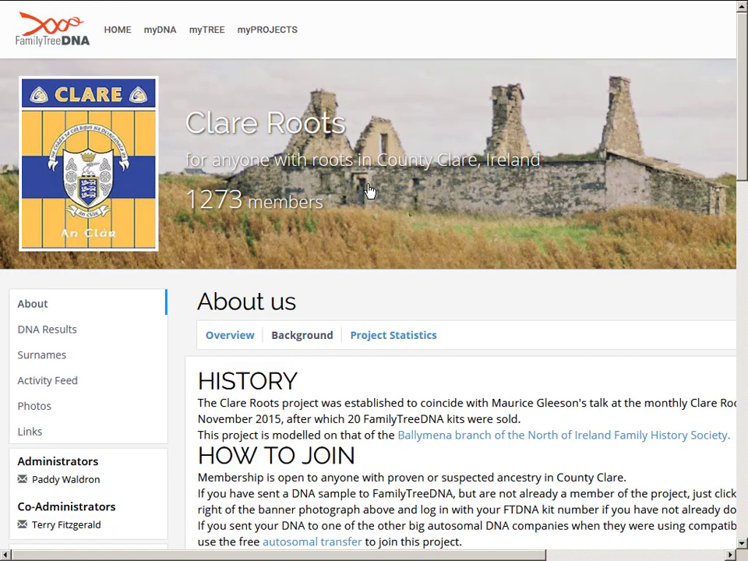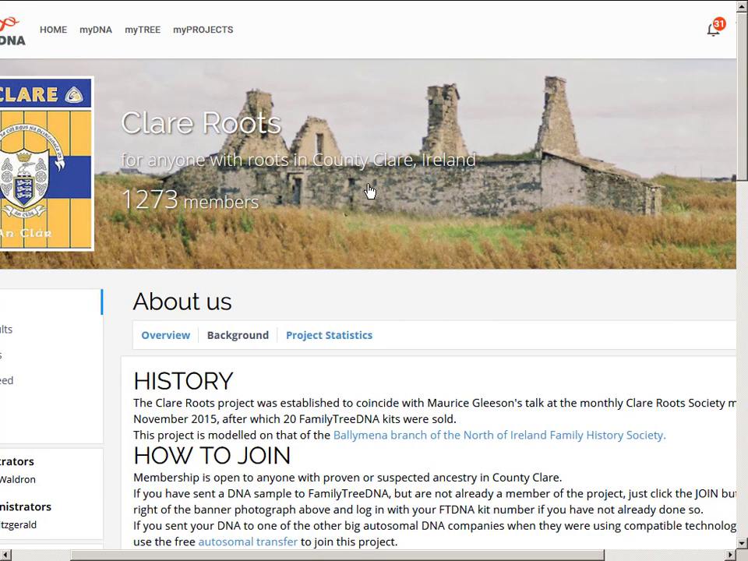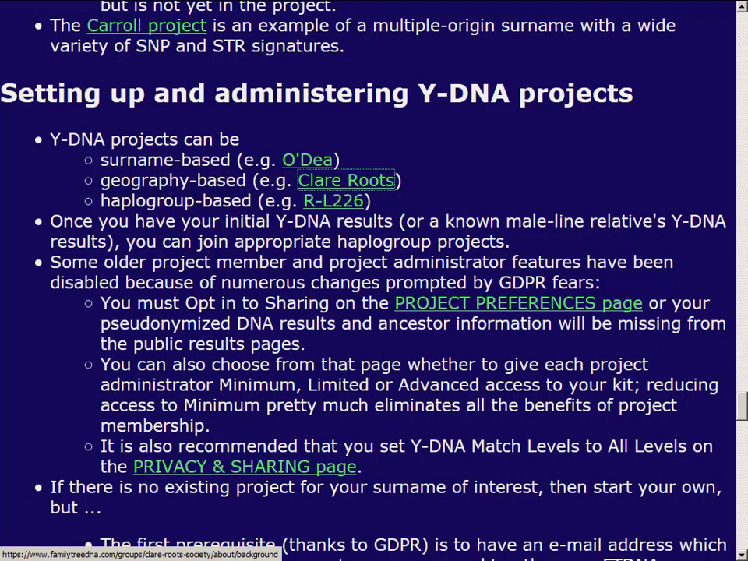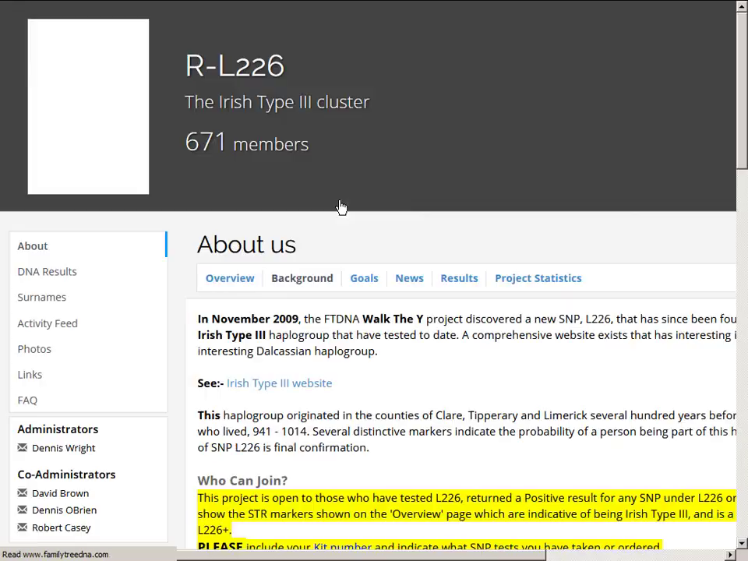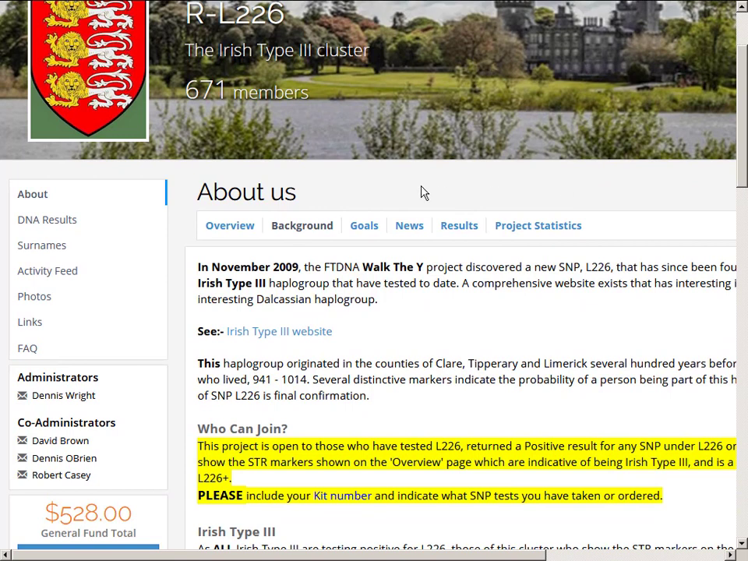I run the Clare Roots project, which is for anyone with ancestors in Clare. That now has over 1,200 members. And again, I've got Y-DNA results pages for that, but we also use Autosomal DNA Family Finder for that. If you know your haplogroup, you can join a haplogroup project. Dennis Wright and Robert Casey and others run the L226 Dalcassian Irish Type 3 project with Tremolin Castle at the top of it. That's an excellent project. If you're a Dalcassian, you're very lucky to have those administrators analysing your results for you.